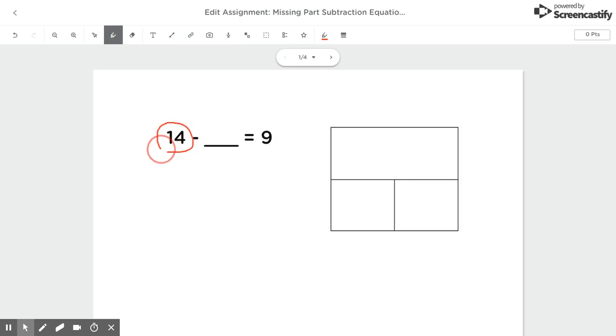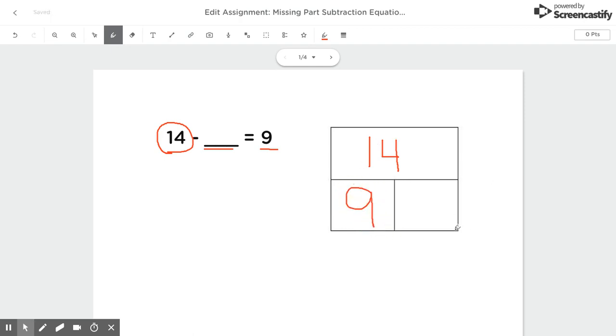The whole is the biggest number. So as we are subtracting, that's a big difference. This first number is going to be my whole. So as I'm using the part-whole box, I'm going to write that in as the whole. So 14 minus blank equals 9. So I have my 14 in my whole, then that means one of my parts is here and one of my parts is here. So I know that 9 is one of my parts.